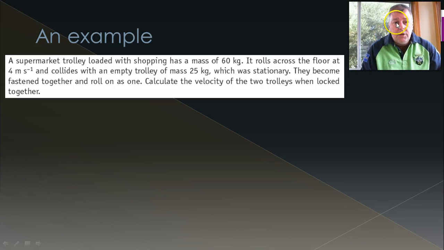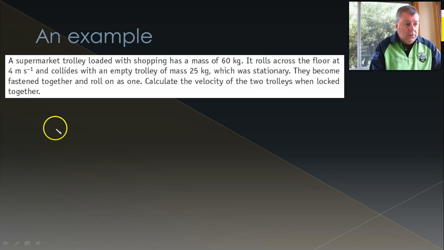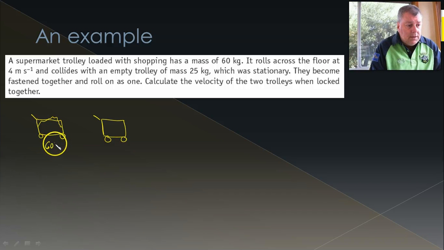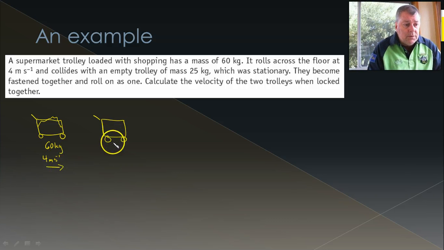let's draw a diagram, shall we? Okay, so let's draw a shopping trolley. There's one shopping trolley. This one's full of groceries. There's our dodgy second shopping trolley, which is empty. This one weighs 60 kilograms, so we also label everything. It's traveling at 4 meters per second in this direction. This one weighs 25 kilograms. Okay, and it's 0 meters per second. So it has no momentum.